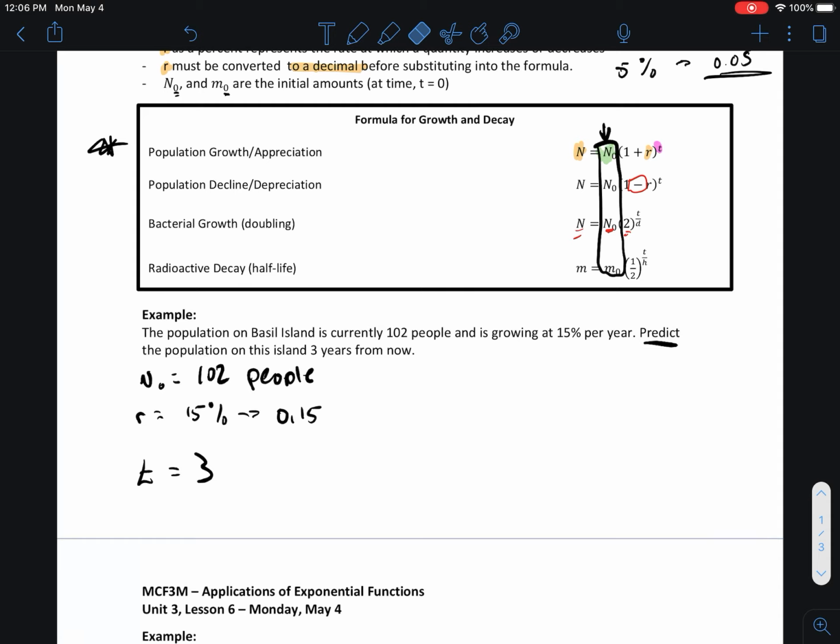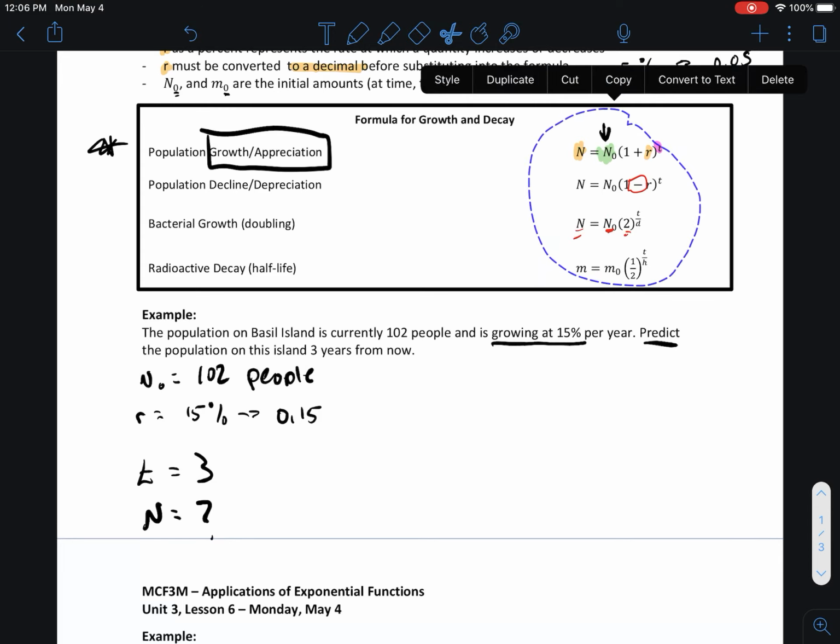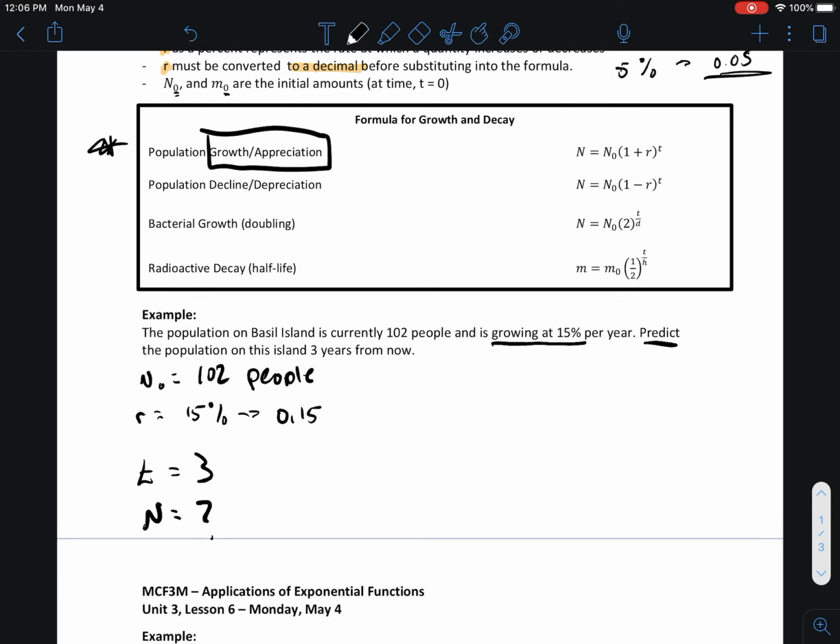Okay, so then you're going to go up to your equations and you're thinking, okay, which one am I going to pick, right? And that's kind of the challenge, is what I was saying before. Okay. Let me just write one more thing here. I want to know N. That's what I want to know. What's the population going to be? Okay, so I'm going to go up here. It says in the question that it's growing at 15%. So I'm going to go up here and go to my growth or appreciation equation, which is right here.